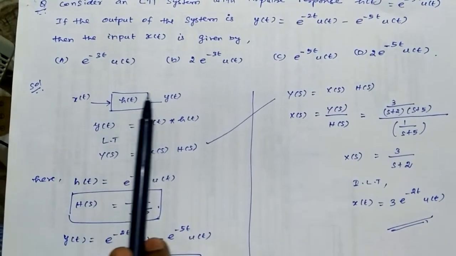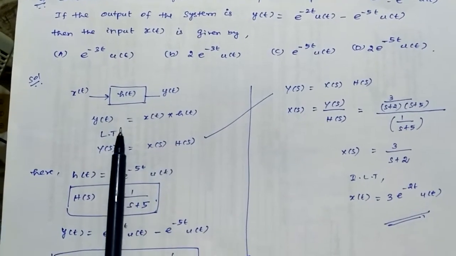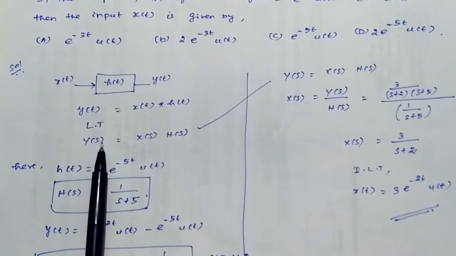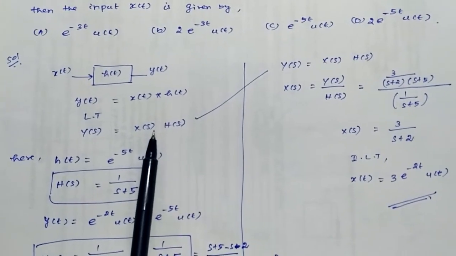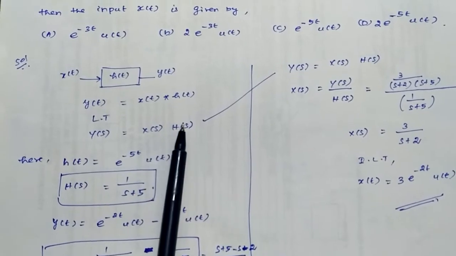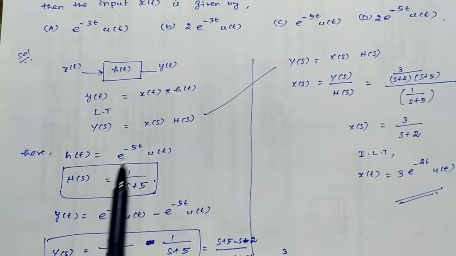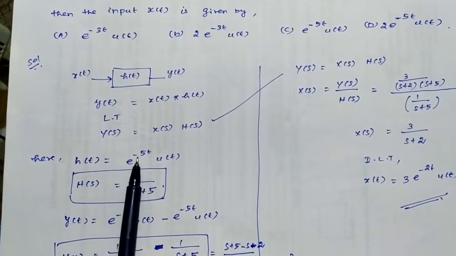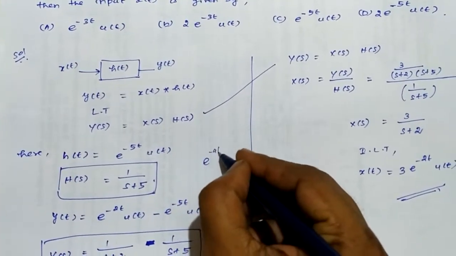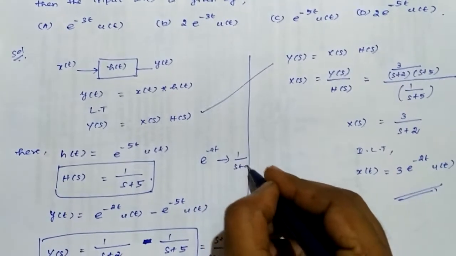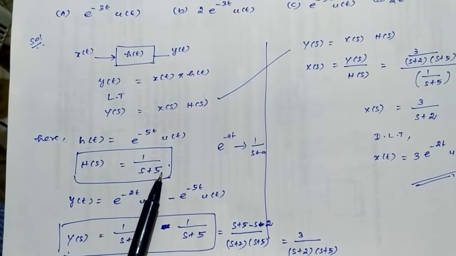The relationship between these three is that the output equals x of t convolved with h of t. When we take the Laplace transform, y of t becomes Y of s. This is convolution in the time domain; when we take the Laplace transform, it is multiplication in the s domain: X of s into H of s. So we need to calculate Y of s and H of s. Here h of t is e power minus 5t into u of t. When we take the Laplace transform, e power minus at has Laplace transform 1 upon s plus a, so e power minus 5t gives 1 upon s plus 5.